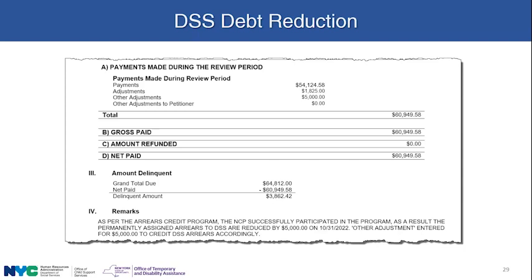And in this example, you'll see in Section A, the payments, it does show under other adjustments that a $5,000 credit was applied. And further down on the remarks section, you'll see it explains that this other adjustment was made due to the non-custodial parent qualifying for the reduction program.